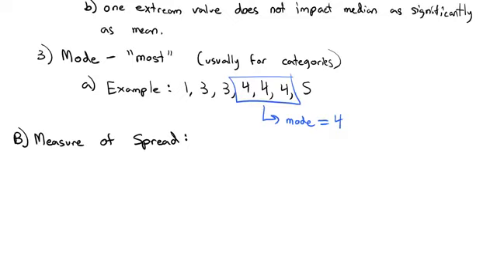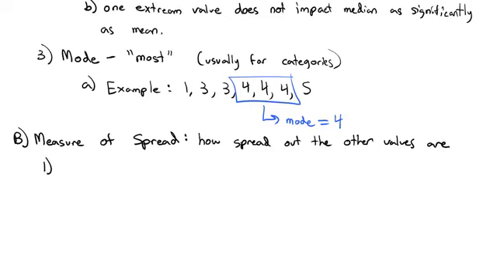It tells us more than just the middle. It tells us how spread out the other values are. Not just where the middle is, but how's everybody else behaving around the middle.